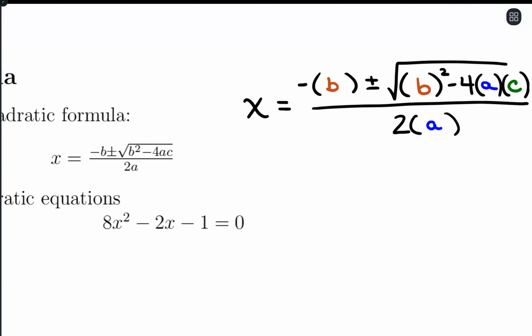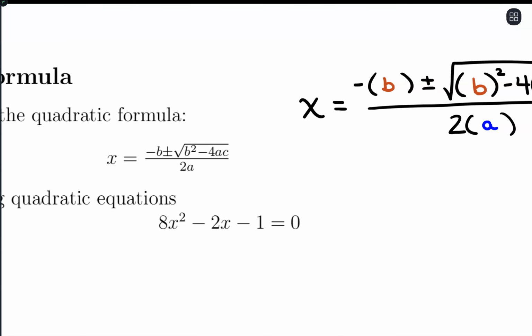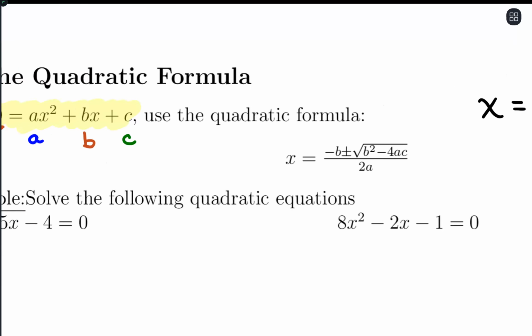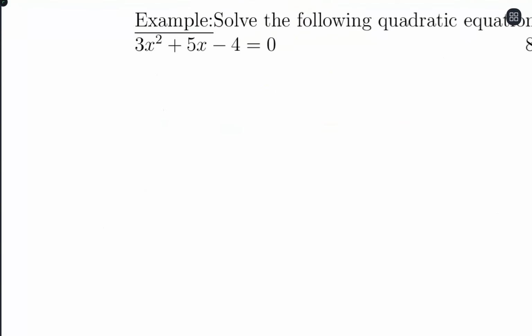In terms of simplifying, I think of this as being in 3 sections. We have this negative b portion, this square root portion, and then this denominator. What we're going to work on is simplifying those 3 pieces. And then we're going to get our 2 scenarios, one where we're adding the values in the numerator and one where we're subtracting. So we're going to go through lots of examples here for how to do it. This first scenario is 3x squared plus 5x minus 4.